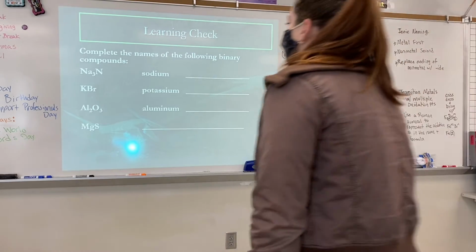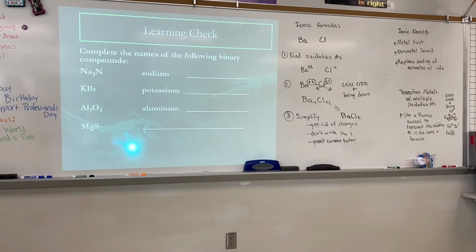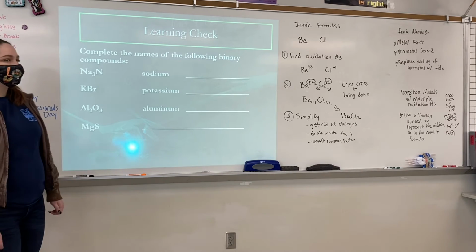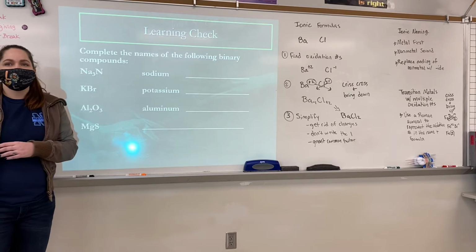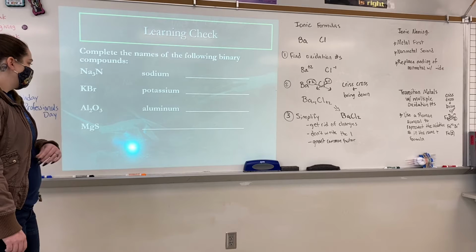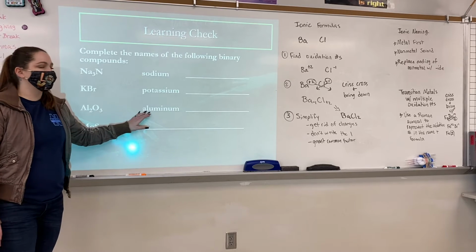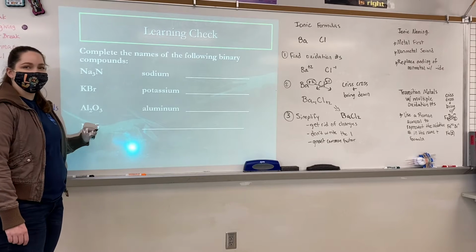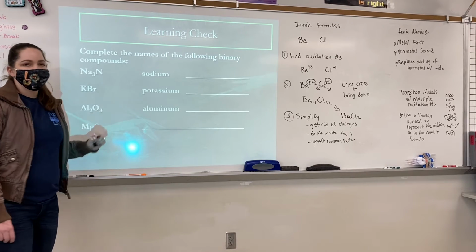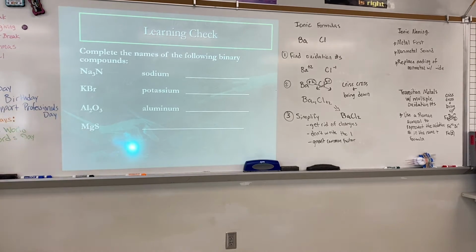All right, so for Na3N, that is sodium what? Nitride. KBr is potassium bromide. Al2O3 is aluminum oxide. And then MgS is magnesium sulfide. Very good.